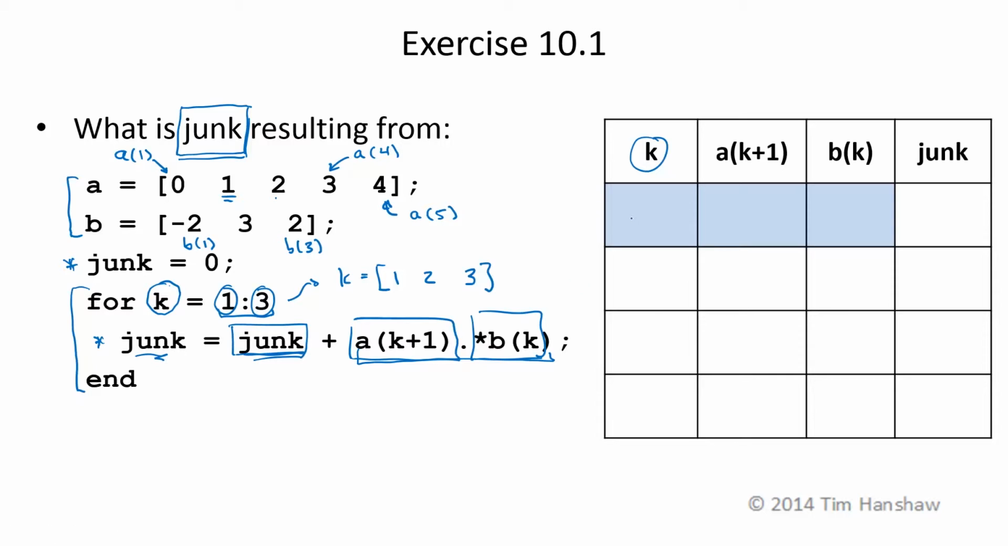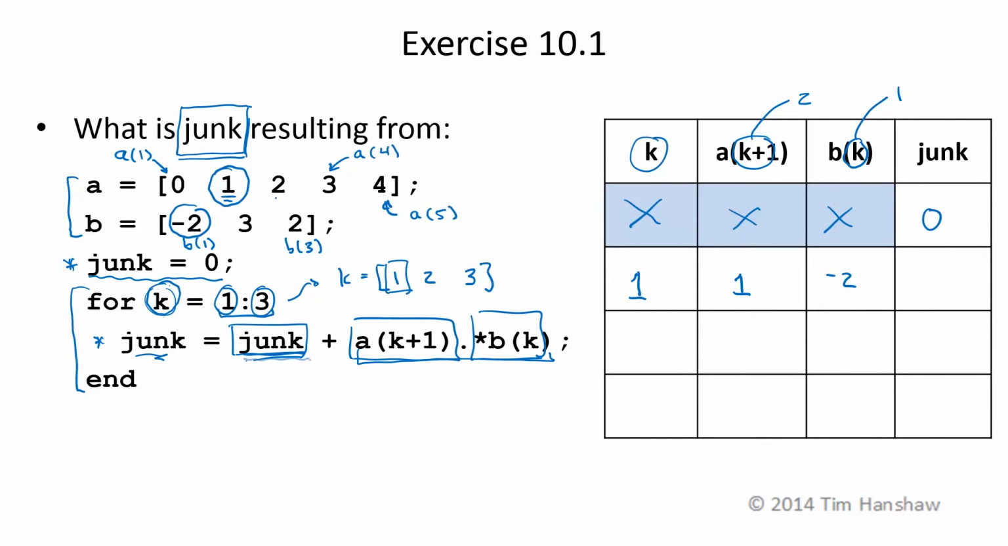So before we get into the loop, k isn't defined, so A of k plus 1 and B of k are meaningless, but junk is initialized to 0. Now when we start the loop, k takes on the first value in this array. So the first time through the loop, k is equal to 1. If k is equal to 1, then k plus 1 is 2. And A of 2 is the second element of A, which is just 1. B of k, the first time through the loop, k is equal to 1. So the first element of B is negative 2.